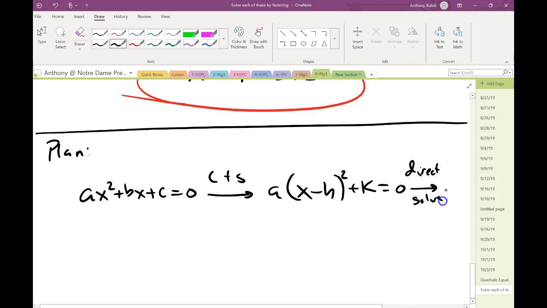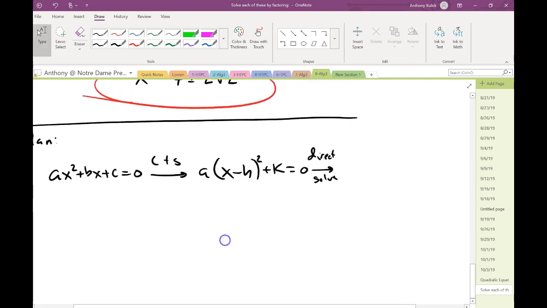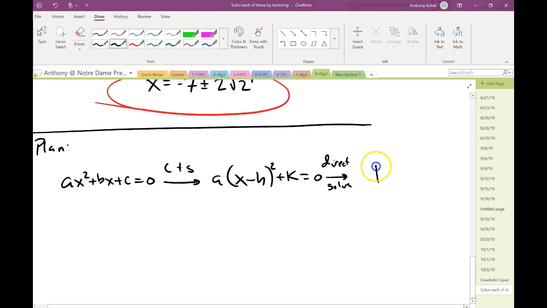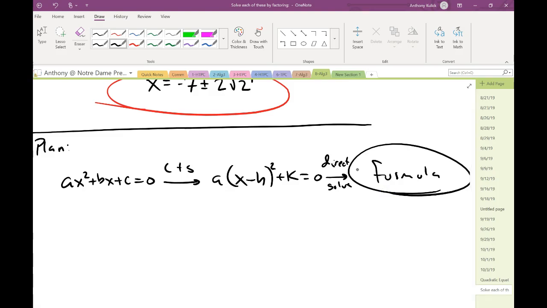So we can direct solve it. And the result is going to be a formula that we can use to get around having to do that completing the square and direct solving process every single time. We'll kind of have an answer already preloaded.